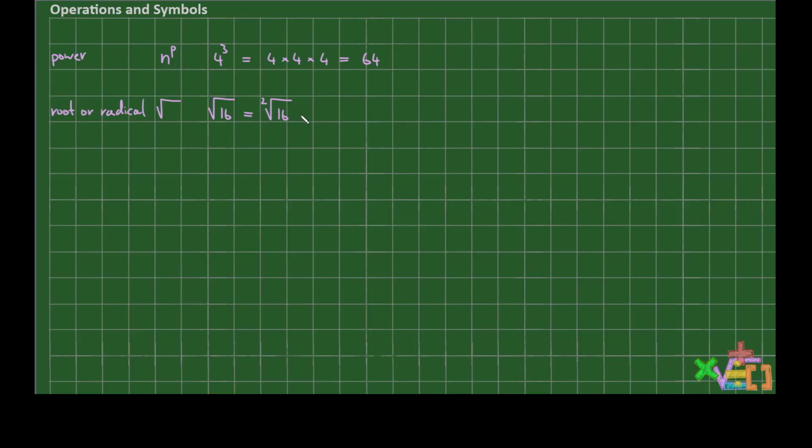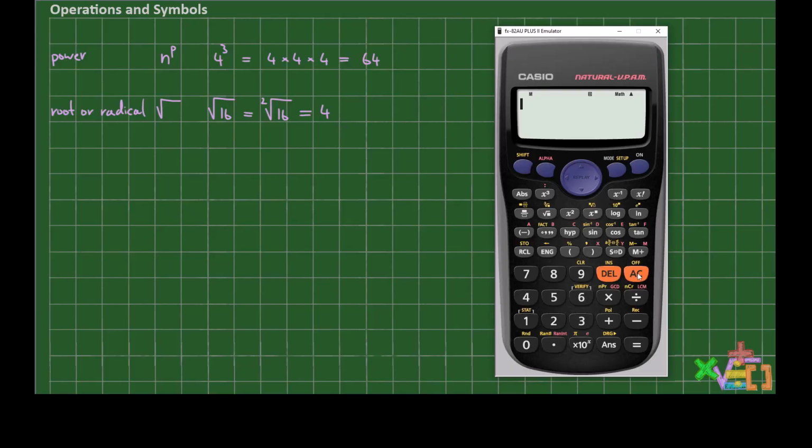The radical symbol is asking us a question: which number multiplied by itself will get me to 16? If you know your multiplication table, the answer is 4. However, you can also use your calculator. To determine the square root or the radical value of any number, I enter the radical symbol first, and then beneath the radical symbol, I enter the value that I'm interested in. When I press equal, I get the result.